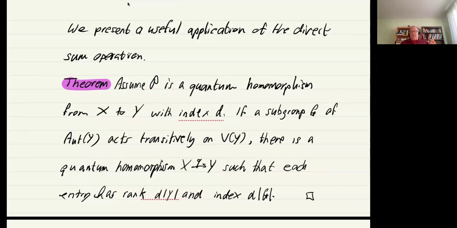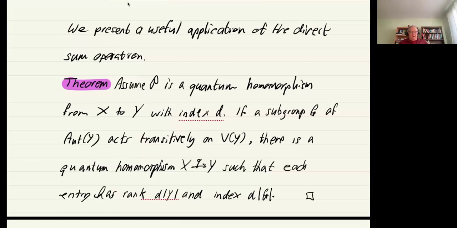Just as an understanding of where you are, in general the index tends to be large. The index might be greater than the number of vertices in either graph involved. So the index tends to be large, and the small index cases are a bit special.